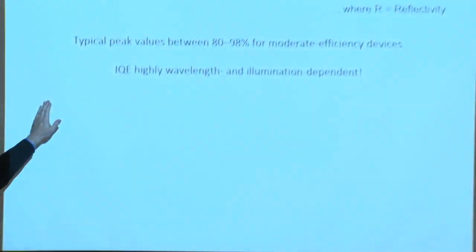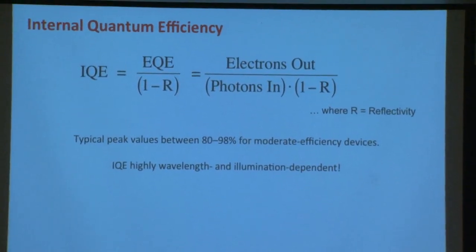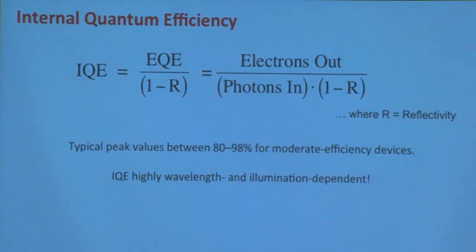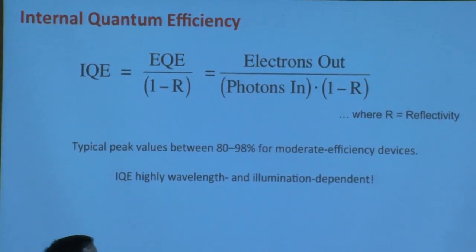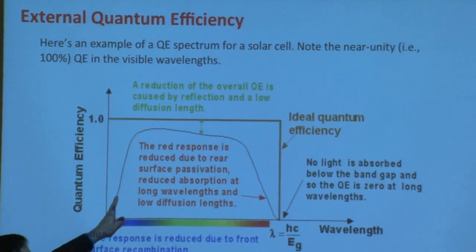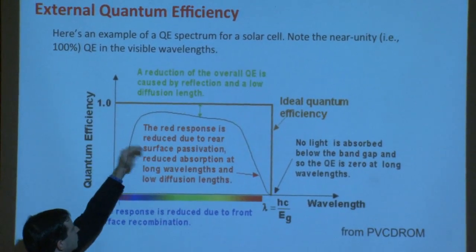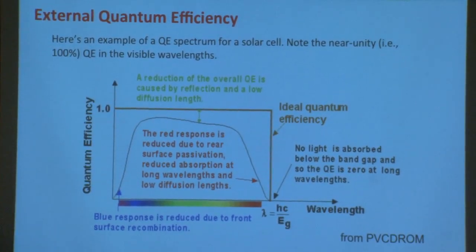Okay? And that's why we sometimes use or report IQE in studies. And typical peak values are between 80 and 98% for moderate efficiency devices. So the curve would look very much like the EQE curve, it would just be boosted up by 1 over 1 minus R.